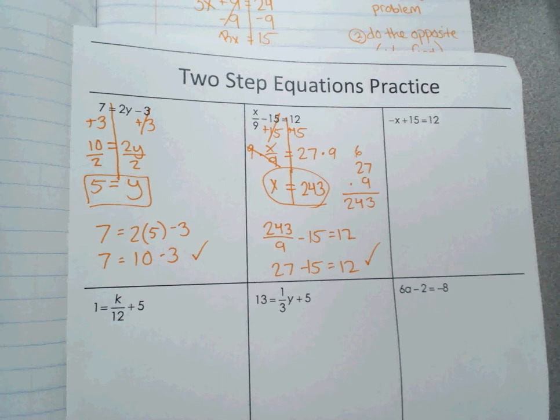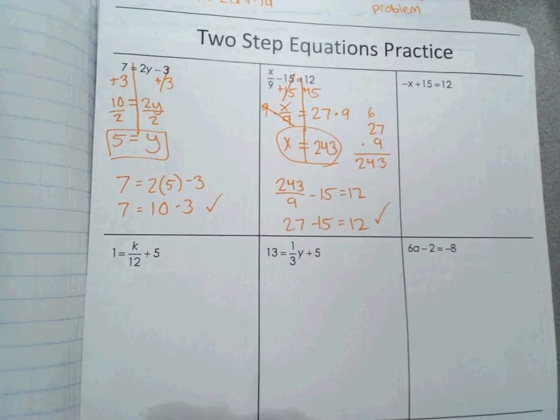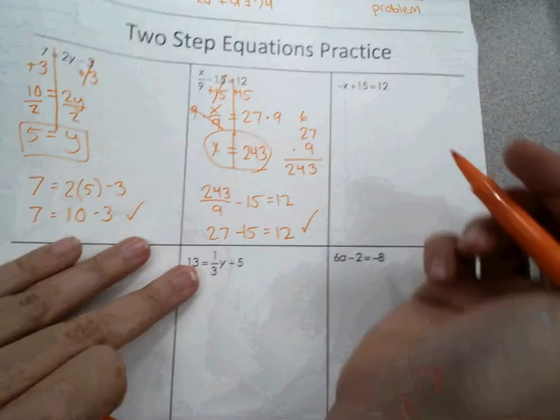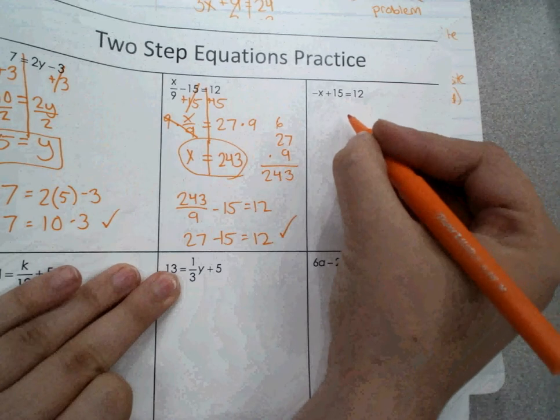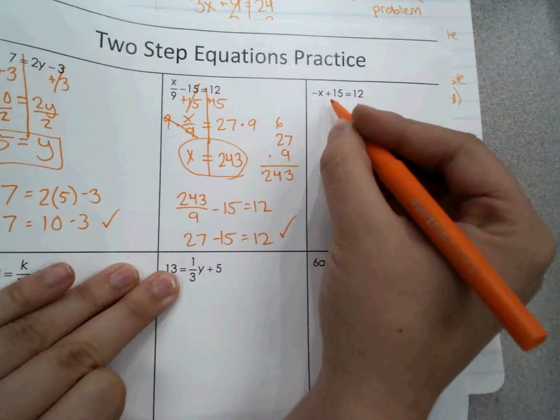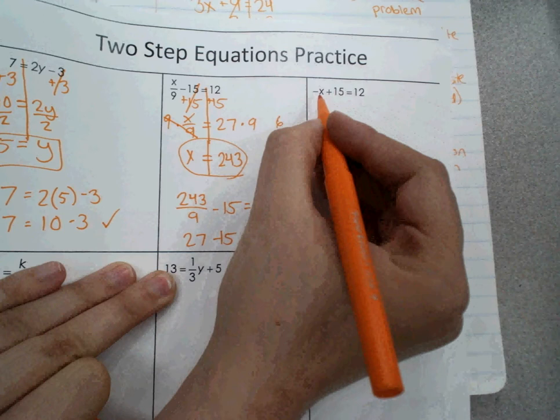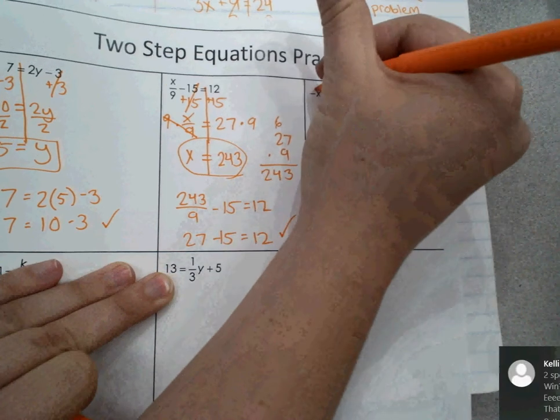Okay, let's try a few more. Let's do this one, because we saw some that looked like this, and they were a little bit challenging today. So when there's no number in front of x, remember we can put a 1. So this turns into negative 1x.